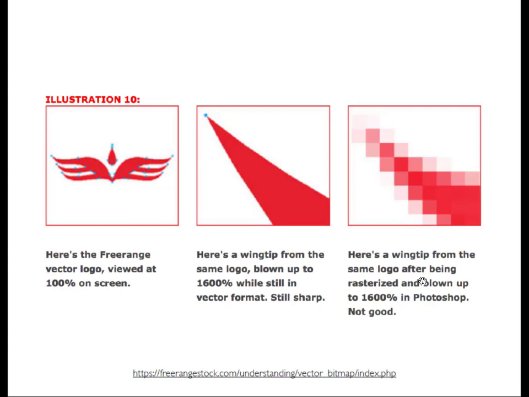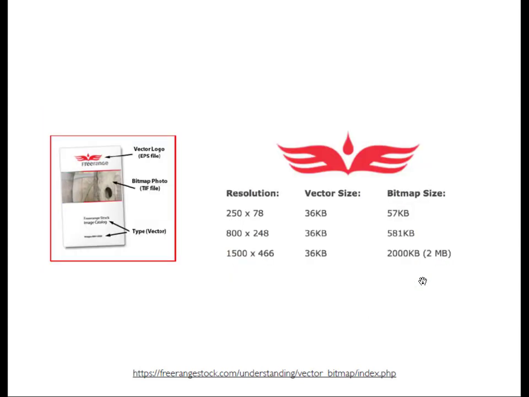So I think this is almost our last topic. Just a couple more slides talking about vector versus raster graphics. Here's a comparison of what happens when an image gets smaller and larger. Over here on the left-hand side, you can see we have a very small resolution, 250 by 78. That's a very tiny file. Imagine this logo as a vector, and bitmap is just another word for raster, the raster image.